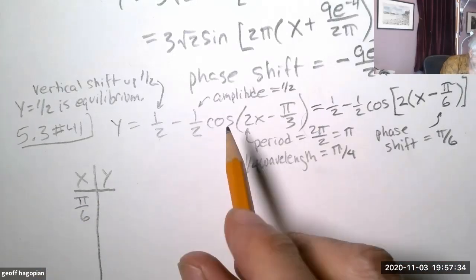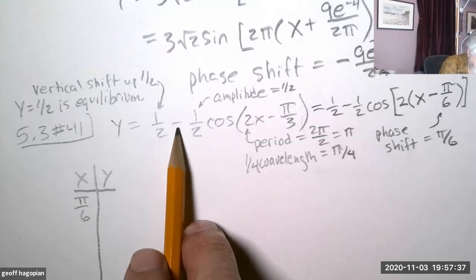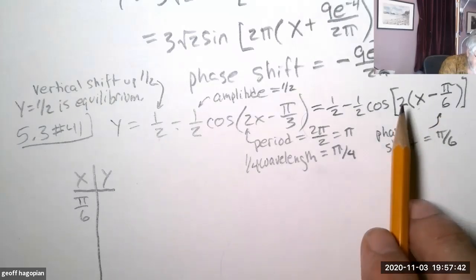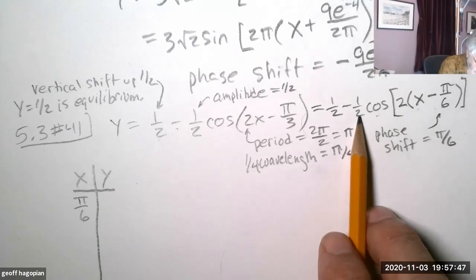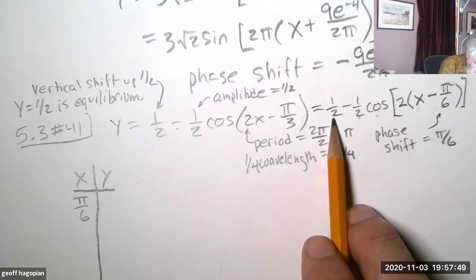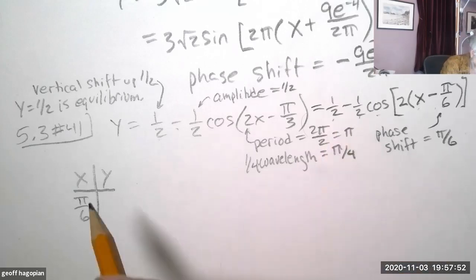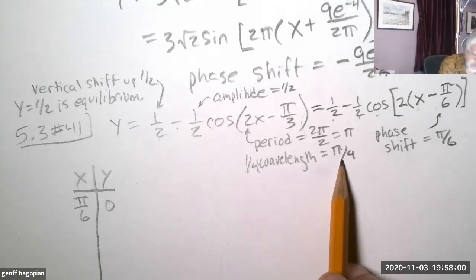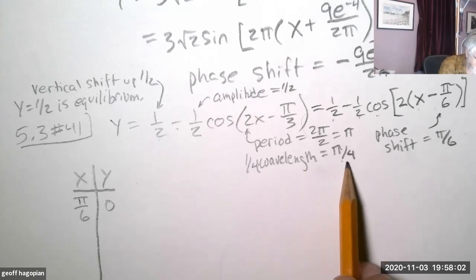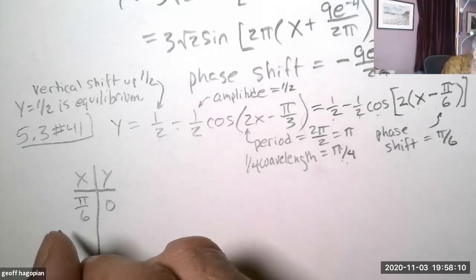Now this is a cosine function, but it's reflected through the axis, right? So when x is pi over 6, we're going to have cosine of 0 is 1. So we're at a trough, which is shifted up, right? So 1/2 minus 1/2 is 0. Then add a quarter wavelength. What's pi over 6 plus pi over 4? Now the common denominator is 12. So 2 pi over 12 plus 3 pi over 12 is 5 pi over 12.